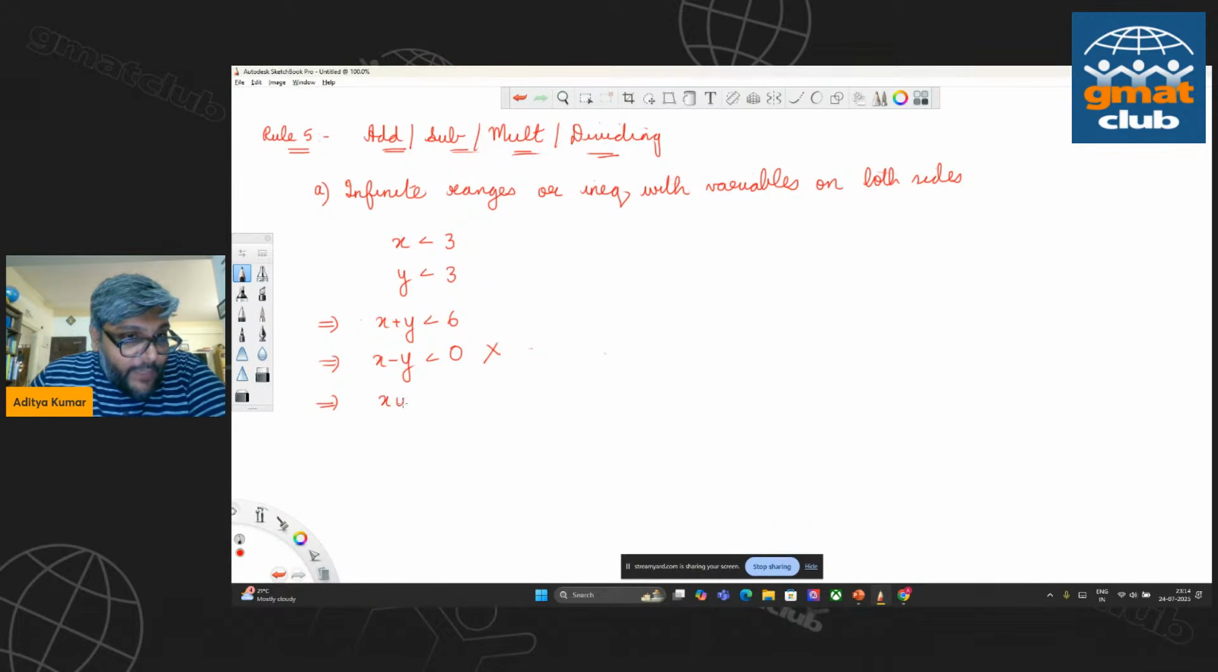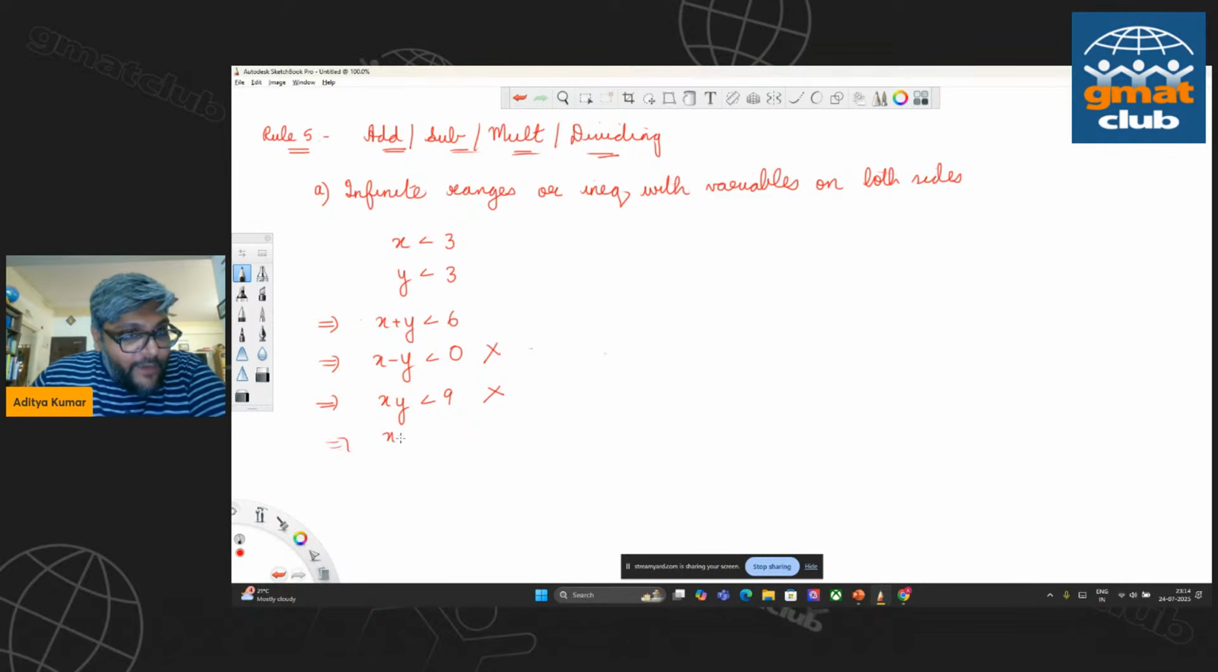Same way, if I multiply, can I say xy is less than 9? Can I say xy is less than 9? Is it possible? Think about it. Right? It's very easy to eliminate this. Because if x is less than 3, y less than 3, can I always say xy is less than 9? No. Because if I take x to be minus 5 and y also to be minus 5, then the product there is going to be 25, right? The product xy need not be less than 9.